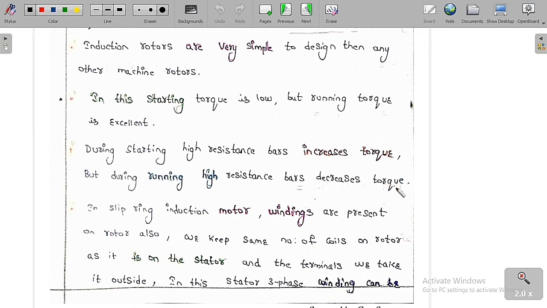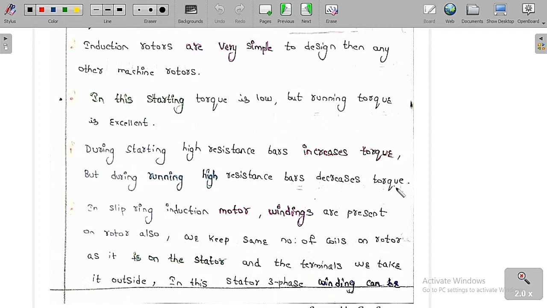And what I told you, in an induction machine, the more the resistance, the higher the starting torque. But the more the resistance during the running condition, the torque will decrease. So this is a very important point. During the starting conditions, the starting torque is directly proportional to rotor resistance. But during the running conditions, if the rotor resistance is more, then definitely the torque will reduce. That is the reason we have to introduce the rotor resistance only during the starting condition, but not during the running conditions.